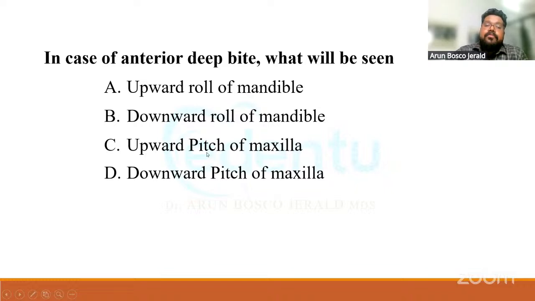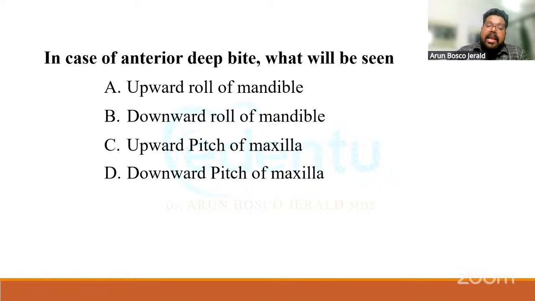Now we have to confirm which is which among options C and D. Option C shows upward pitch of maxilla. Upward pitch of maxilla means the maxillary anterior region is upwards and the posterior region is backwards. So it can't be upward pitch of maxilla. And upward pitch of maxilla may lead to open bite.